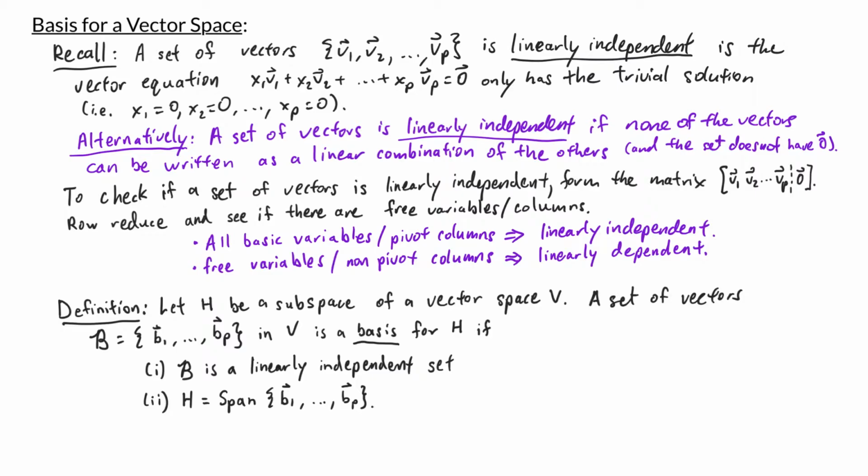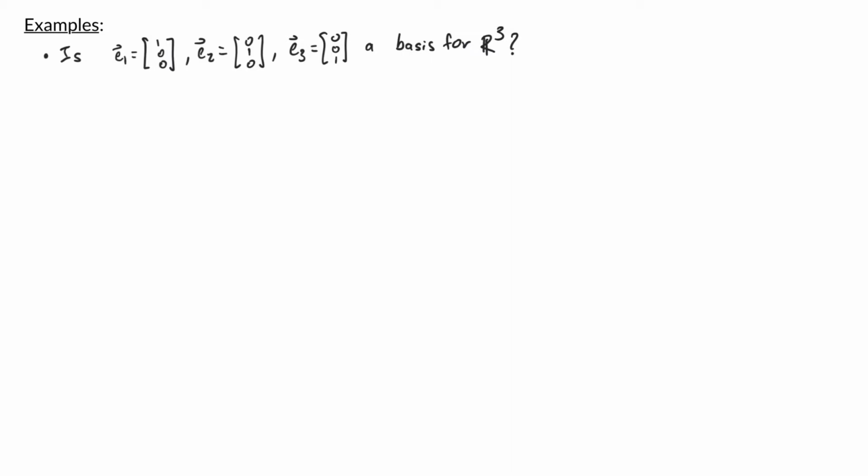So let's look at some examples and try to determine whether or not certain sets are bases for vector spaces. Our first example here, we have the vectors e1 equals (1, 0, 0), e2 equals (0, 1, 0), and e3 equals (0, 0, 1). Is this a basis for R3? We've learned previously that these vectors are called the standard basis vectors for R3, so you might expect that this set of vectors is a basis. Well, let's check. Are these vectors linearly independent?